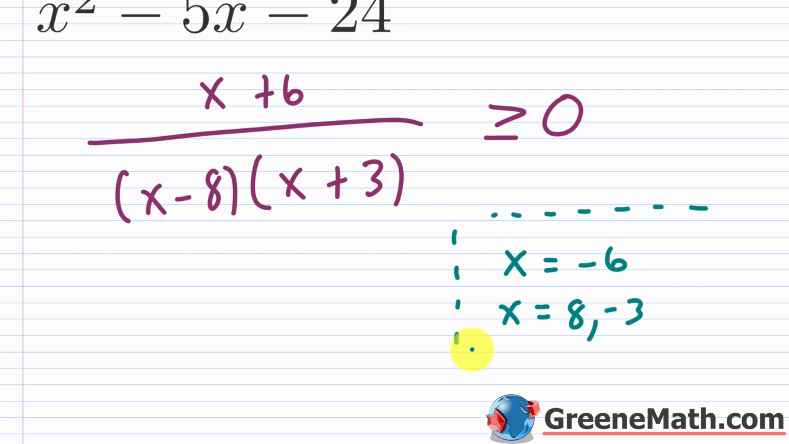Okay, so again, I'm just going to list the domain here, just so it's clear. So we know that x can't be 8 because 8 minus 8 would be 0. We'd be dividing by 0. That's undefined. So the set of all x such that x is not equal to 8. And then also it can't be -3 for the same reason.